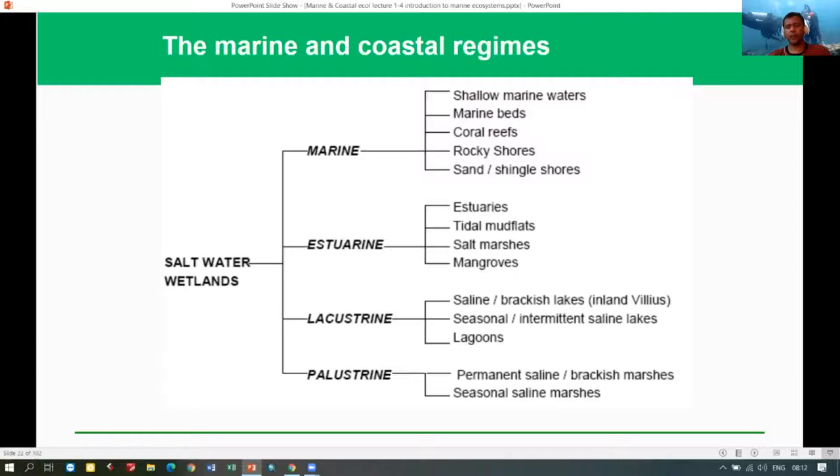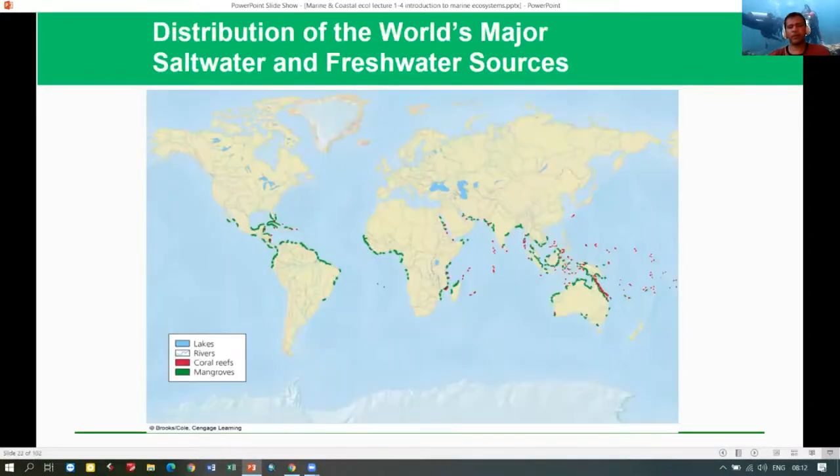So it's a bit of a complicated classification here, but you don't have to memorize these things. You just need to know you can categorize them in different ways, but you will look at each ecosystem separately, right? It doesn't make a big difference what category it belongs to.